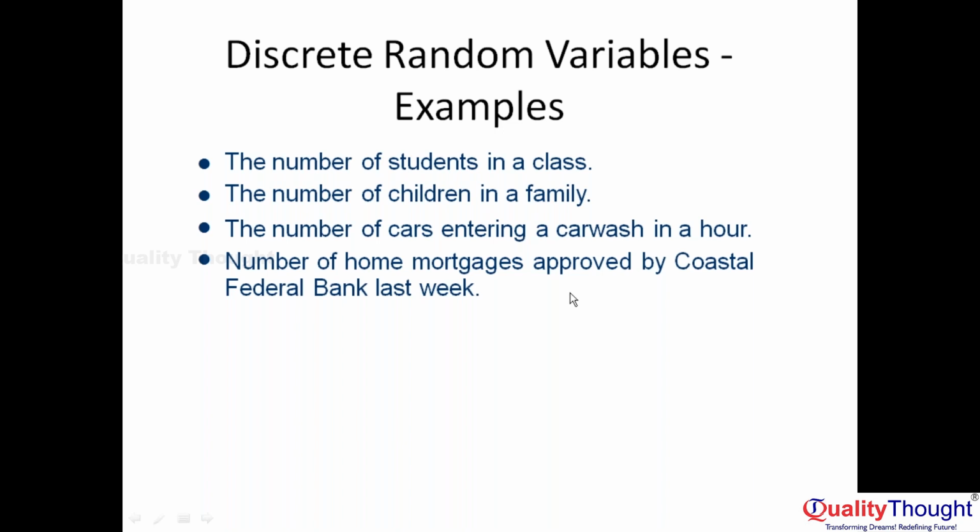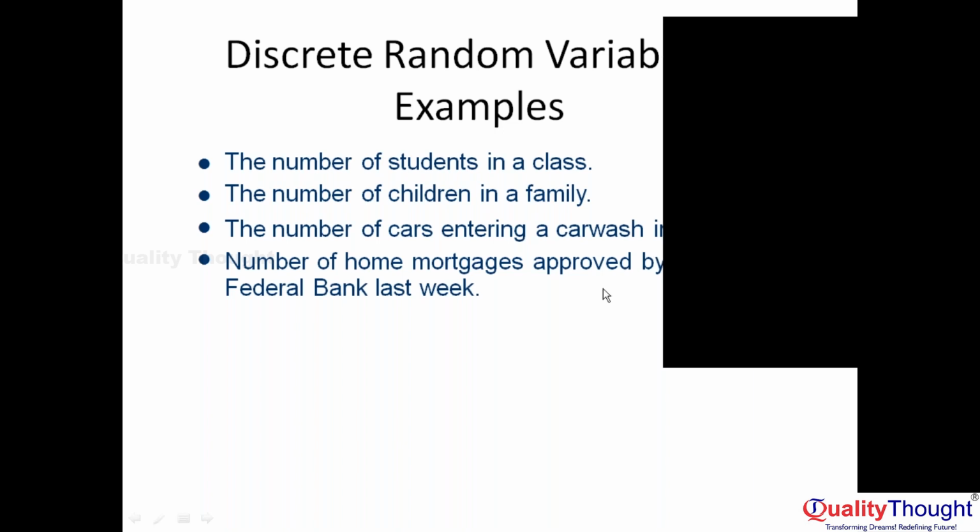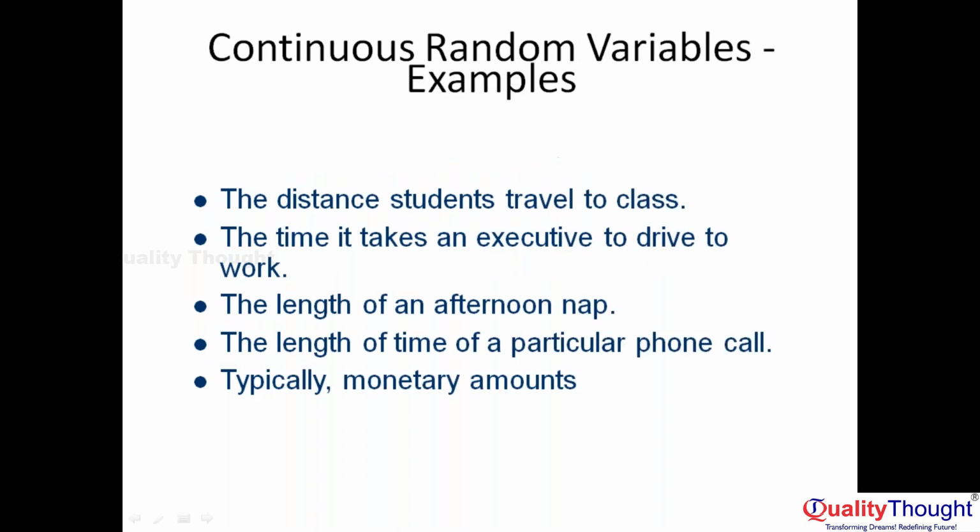And now coming to the measurements. Continuous random variable examples: distance students travel to the class, the time it takes to drive to work, length of an afternoon nap, length of time of a particular phone call. All these things could be considered continuous random variables. Just for our common sense, I have listed all these things. Otherwise, they are not at all required.